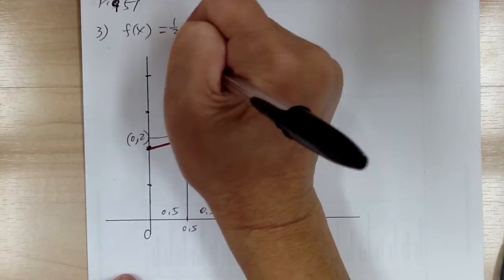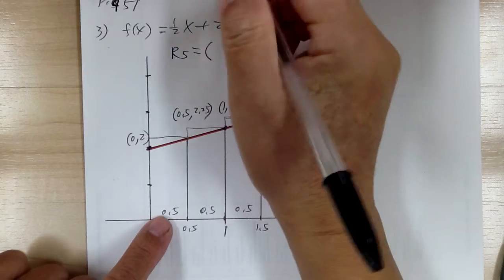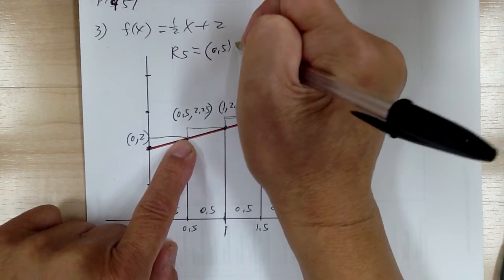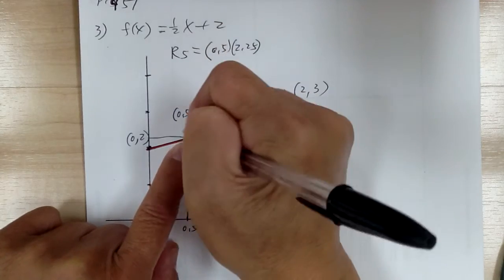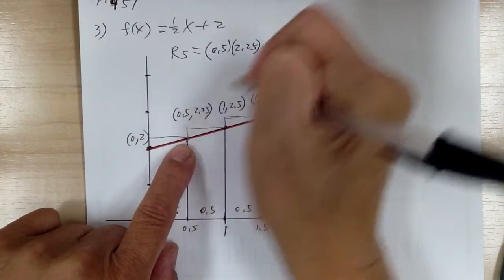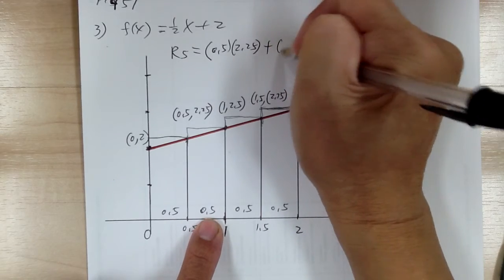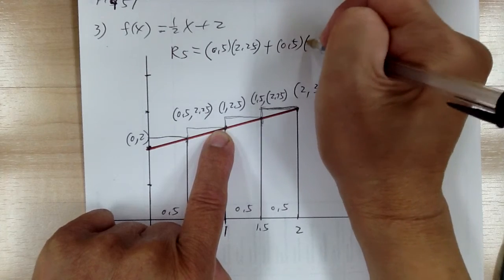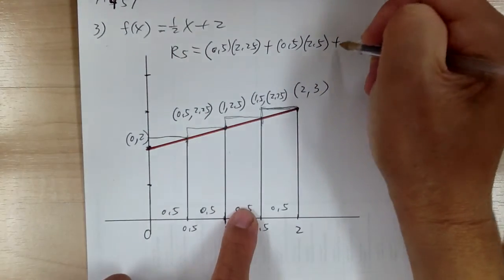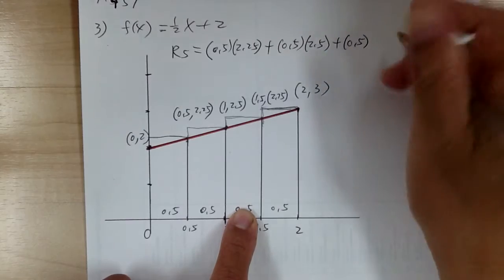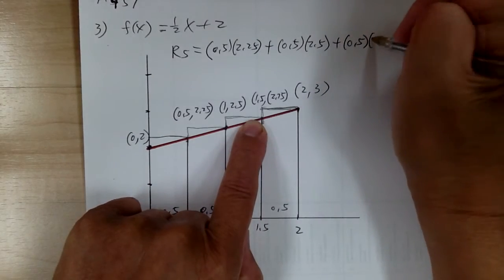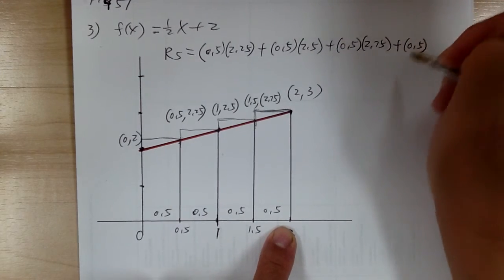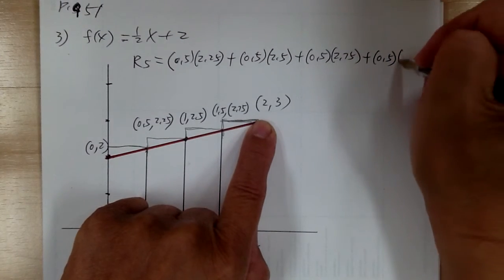Okay. So R5 is equal to the first strip is base times the height, right? So that's this over here, the height 2.25. The second strip, the base is 0.5, and the height, you have to look at this one over here, so it'd be 2.5. The third strip, the base is 0.5, and the height is 2.75. And the fourth strip, the base is 0.5, and the height is 3.